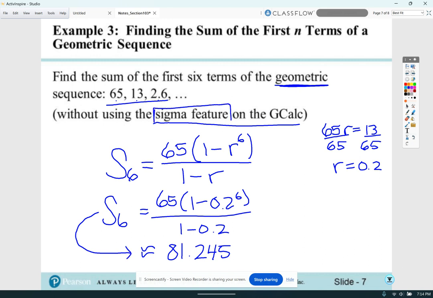If we wanted to do this with a sigma, we could have done something like this. Find the sum from, let's use n this time, n equals 1 to 6, because I'm finding the first 6 terms. The formula here would be 65 times 0.2 to the n minus 1, because that's the explicit formula for a geometric sequence. Type that in on your calculator, you're going to get the same answer. All right, and that's the end of our notes for this section.